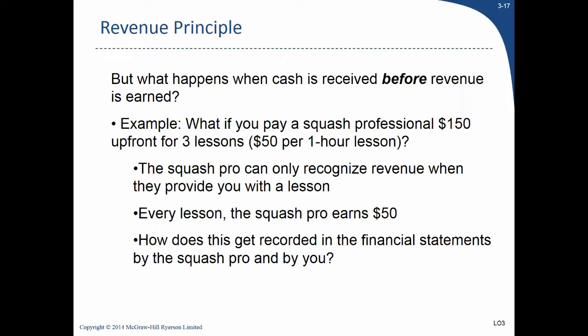So only after he provides me with a lesson does he recognize revenue. Every lesson he earns a third of the revenue, right? Assuming it's earned equally throughout the period. So how does this transaction, imagine day 1, I've given the squash pro $150, how does this transaction get recognized? The first thing is, where's the cash flowing? So my cash is declining, credit by $150. Squash pro's cash, debit $150. Okay, our debits don't equal credits because now I have net credits of $150. He has net debits of $150.